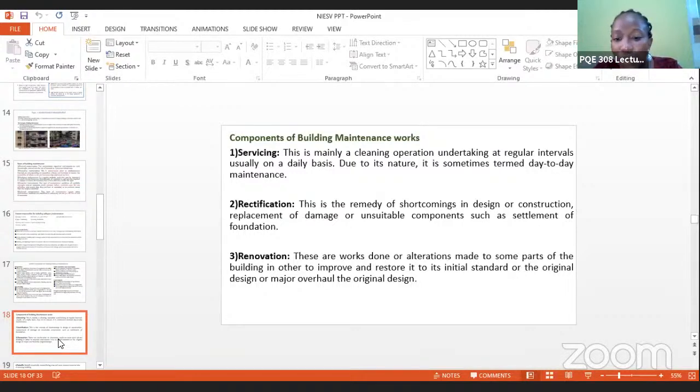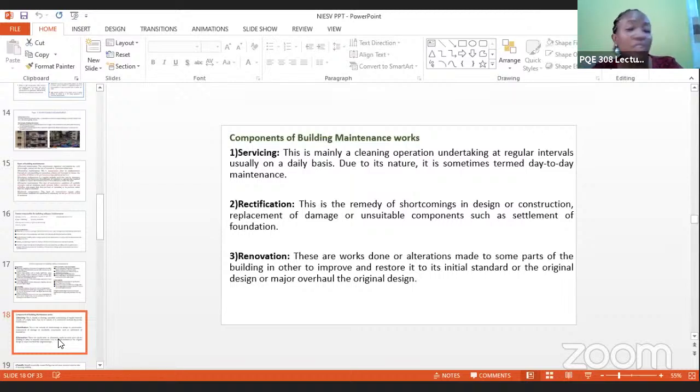When we talk about servicing, what do we mean? When we talk about, I want to renovate the house, I want to rectify the house, I want to refurbish the house, what are we trying to say? So servicing, this is mainly a cleaning operation undertaken at regular interval. For example, sweeping the compound, removal of cobwebs. That is a service work. It's called servicing. They are cleaning operations that you do at regular interval, usually on a daily basis, day-to-day, things like that.